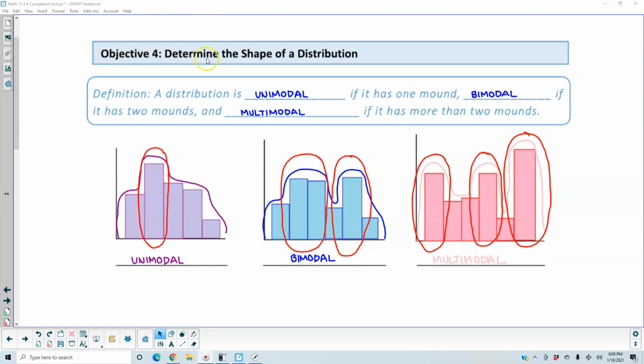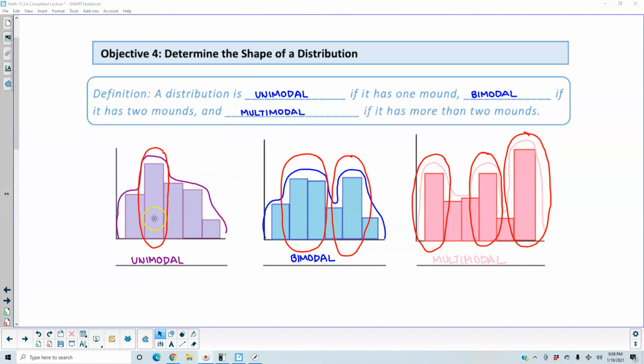Objective 4. Determine the shape of a distribution. Definition. A distribution is unimodal if it has one mound, bimodal if it has two mounds, and multimodal if it has more than two mounds.